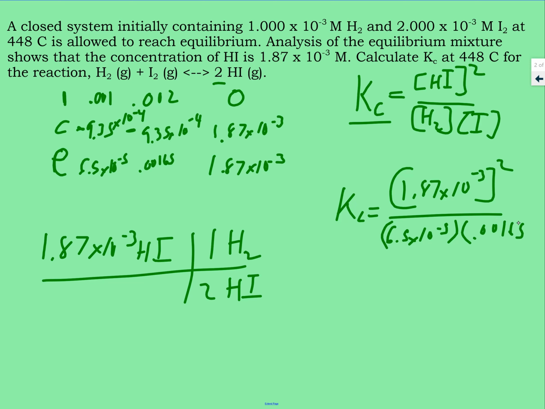0.00165. I feel like I did something wrong there. I might check that number. 0.002 minus 9.35 E negative fourth. Ooh, I missed a 0. So, as I said, you gotta be careful.